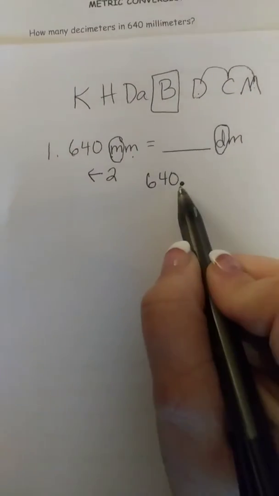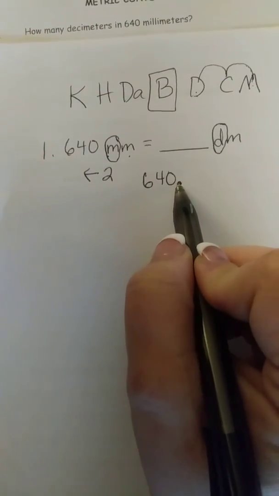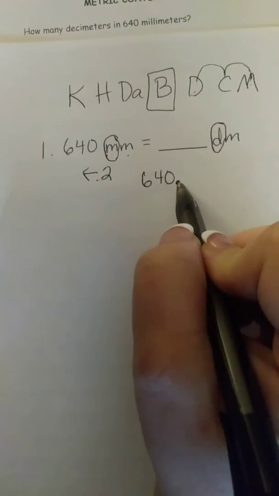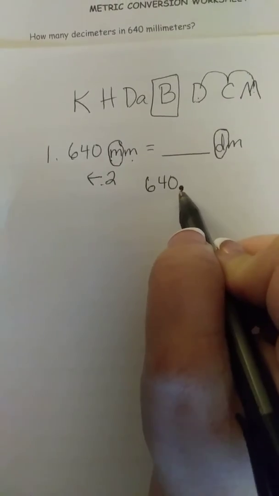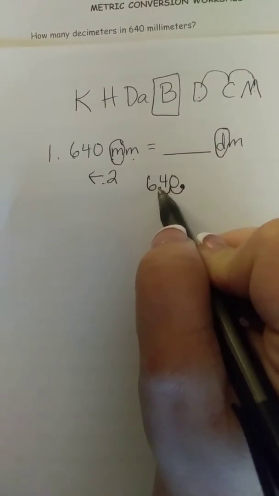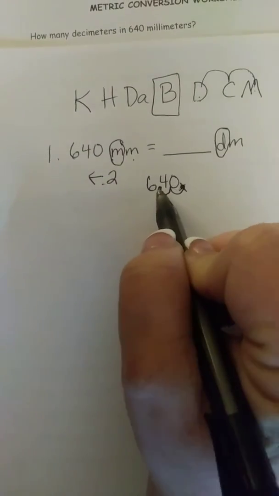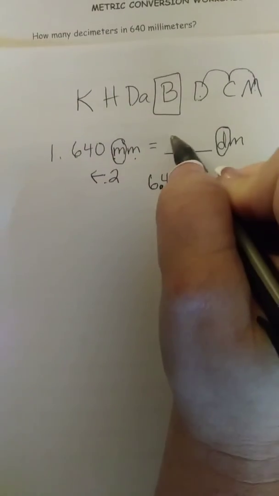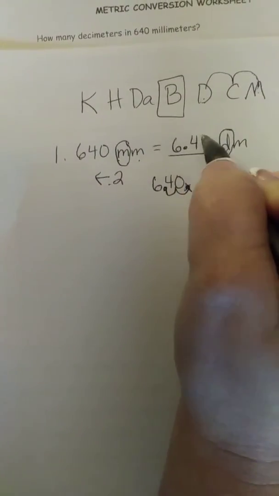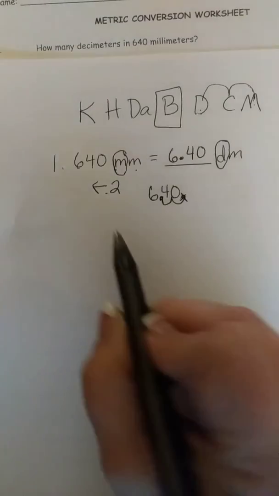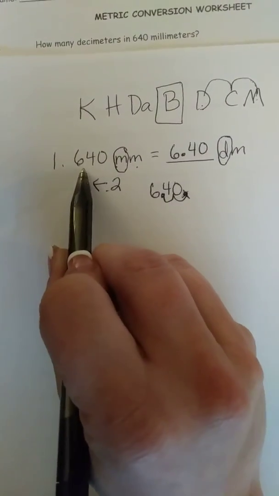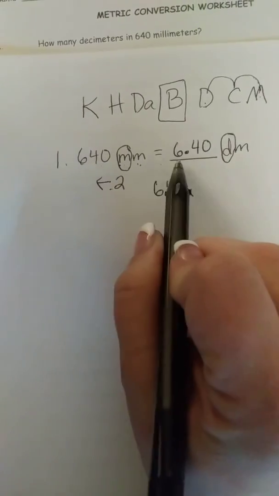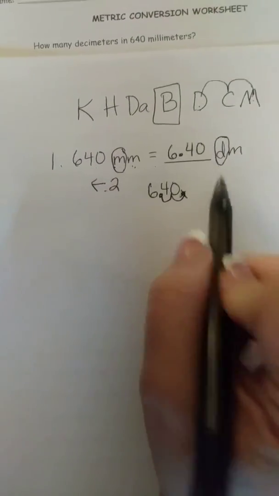So now we need to move our decimal point 2 spaces to the left, which it says we need to do right here. Put your pencil on your decimal place and move it 2 spaces to the left. Once you move your decimal point 2 spaces to the left, your answer is now 6.40. So that means 640 millimeters is equivalent or equal to 6.40 decimeters.